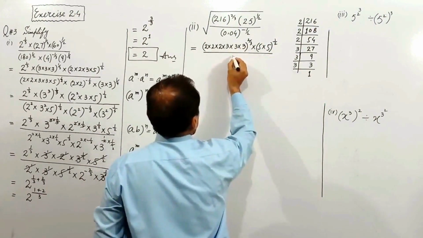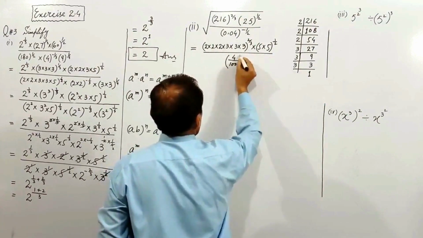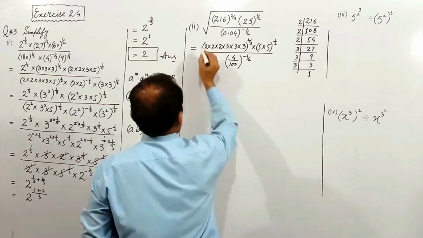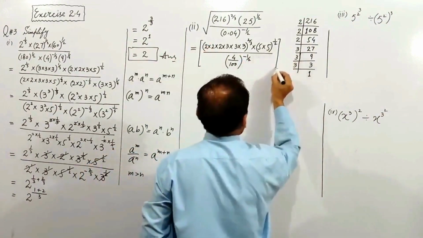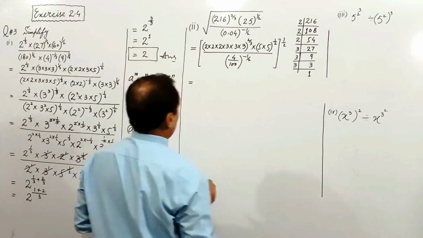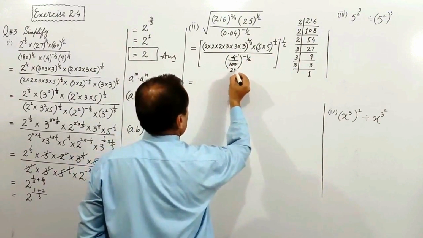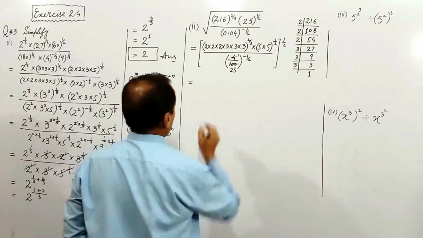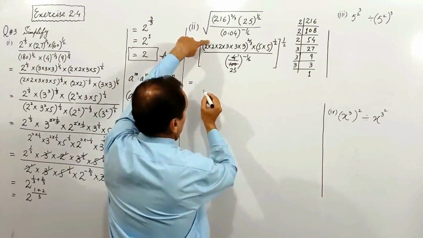0.04 can be converted, transformed into 4 over 100 raised to power minus 1 by 2. We convert radical form into exponential in the same step. 4 ones are 4, 4 25s are 100. We simplify the denominator.